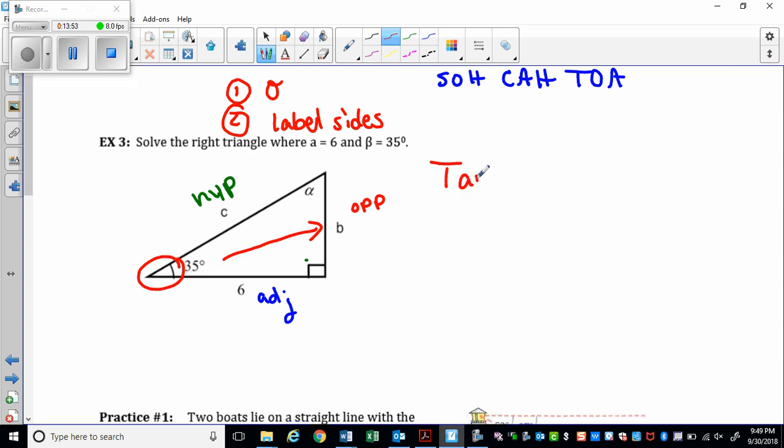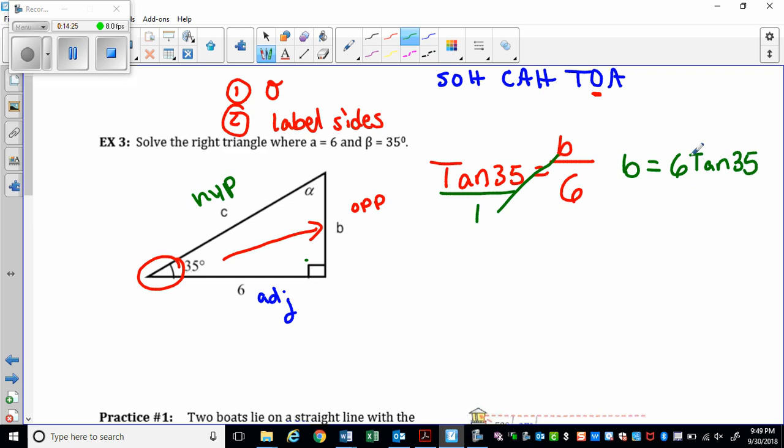So we're saying tangent of what degrees? 35. Equals, it tells you what comes first. Opposite is always first, which happens to be b, over adjacent, which happens to be 6. Ooh, that looks very similar. This is a 6, okay? Now, we're always going to put a 1 underneath my trig function and cross multiply. 1 times b is b. 6 times tangent of 35.